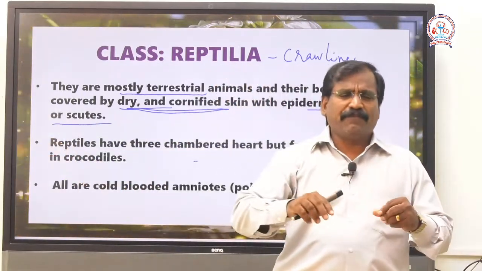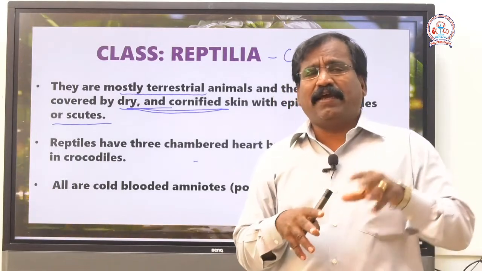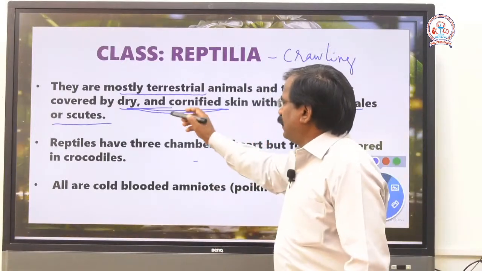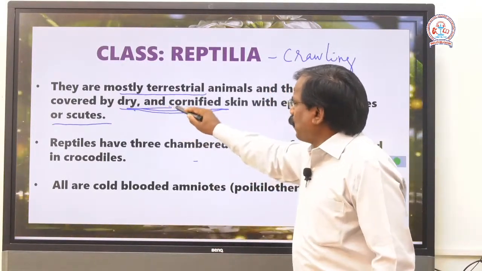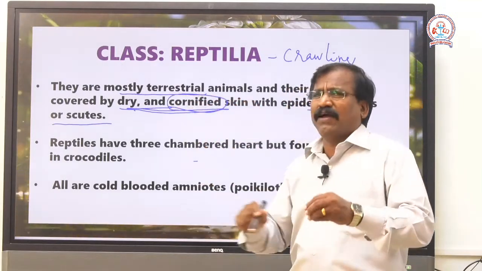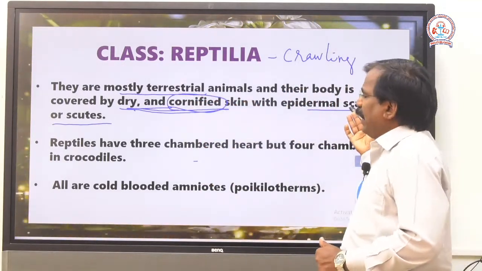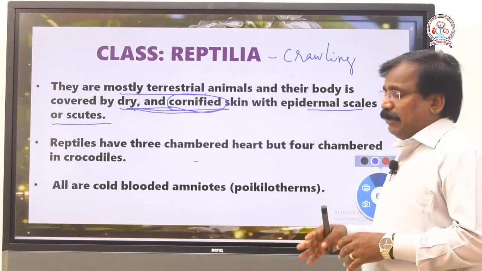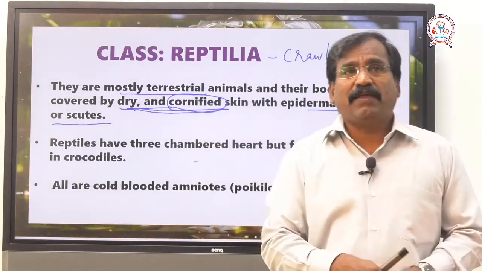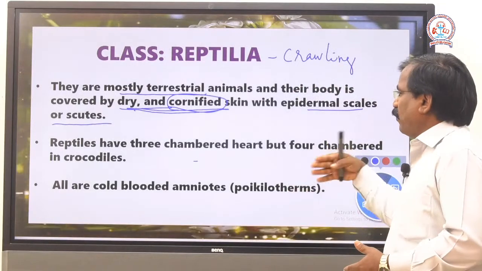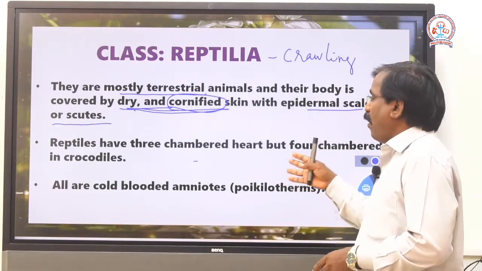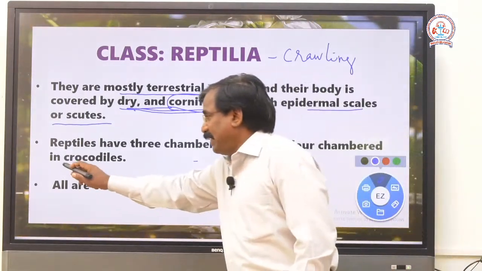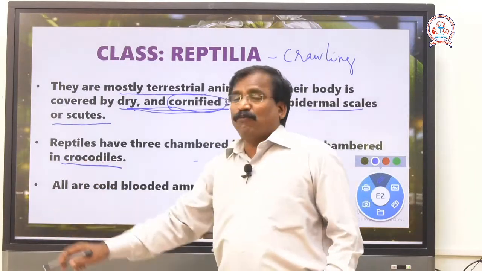A scute is plate-like. You may have seen a normal lizard, the garden lizard, which looks rough on top. The skin is dry and cornified. Cornified means hard. Epidermal scales, or sometimes scutes. A scute is a plate. In crocodiles there are plates called scutes, and they are very rough. 3-chambered heart. Exceptionally, crocodiles have a 4-chambered heart.